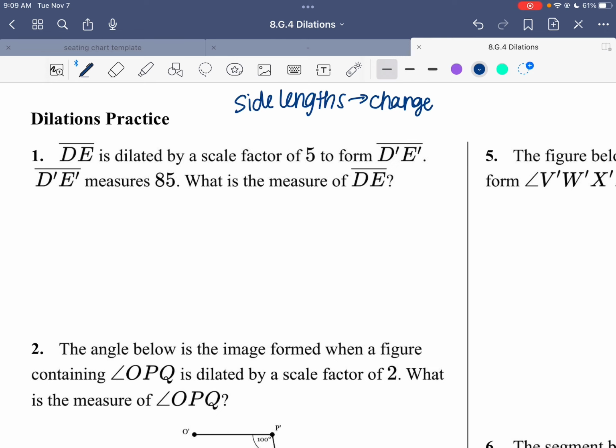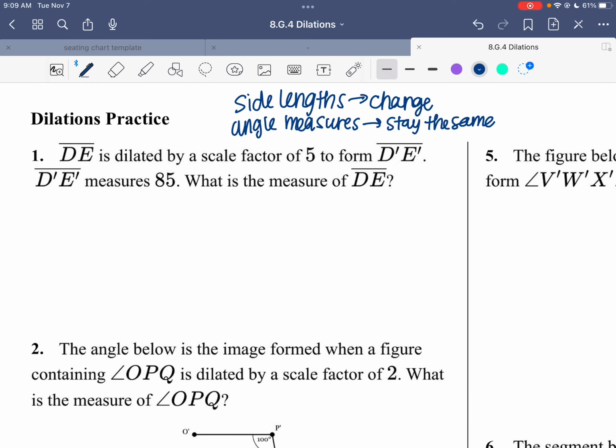But under dilations, our angle measures are going to stay the same. So angle measures stay the same. They do not change. So the image and the pre-image will have the exact same angle measure.